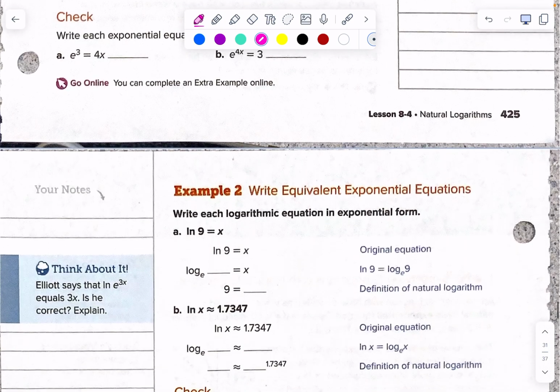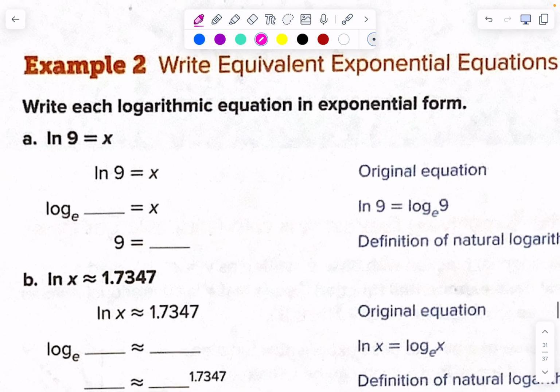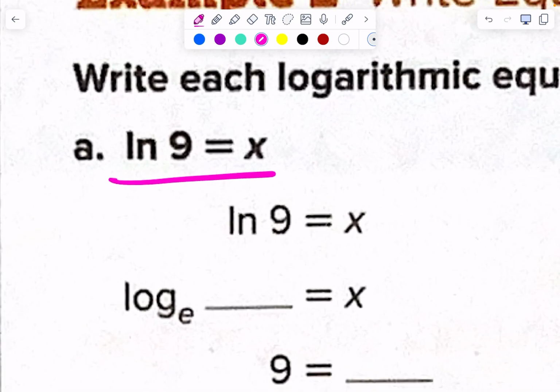Okay, next page. Moving on. Now, we're going back the other direction, and there's one little baby step that we have to do first. We're in log land. ln of 9 equals x. But before we switch to exponential land, here's what I want to do. I want to rewrite ln. What is ln? It is log base E.